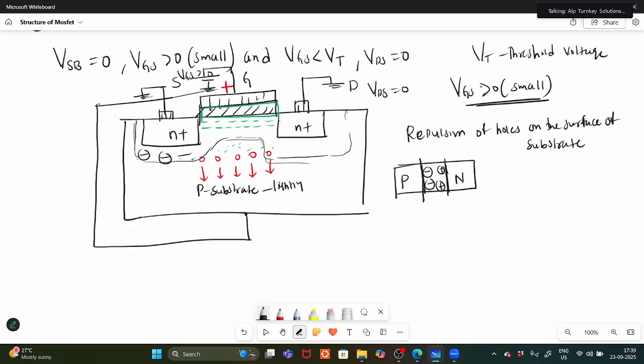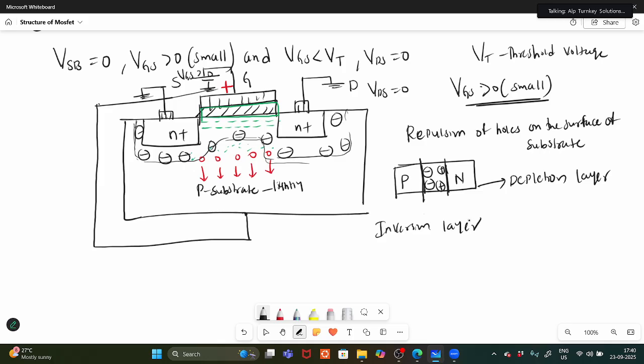And due to which ions? The acceptor ions. What are the acceptor ions? Negative ions. Okay, the depletion layer is formed due to acceptor ions. And next, there is also an inversion layer.